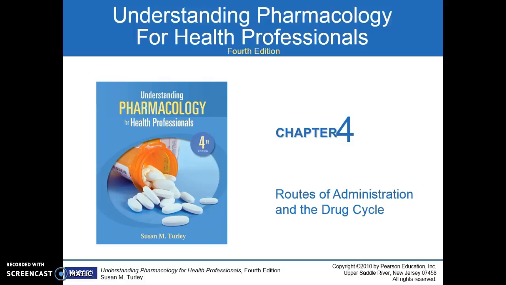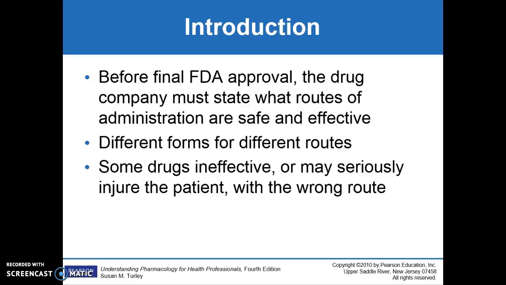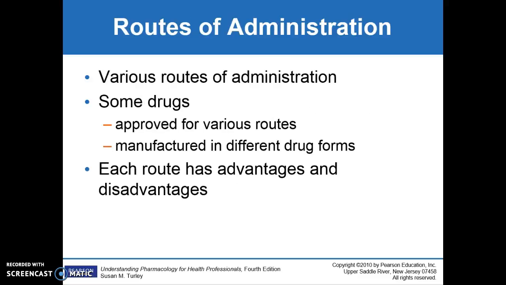As last week we talked about how the FDA needed to know what drug form the medicine's going to be in. They also have to know what route is going to be safe and effective for that particular drug. So keep in mind that not all drugs can be used in all routes of administration. That's really, really important to keep in the back of your mind. Sometimes we have drugs that are approved for more than one route. And then, always there's disadvantages and advantages to everything.